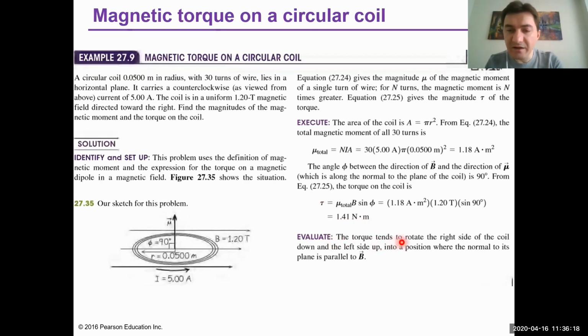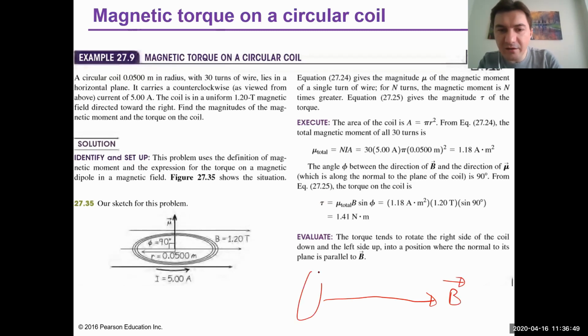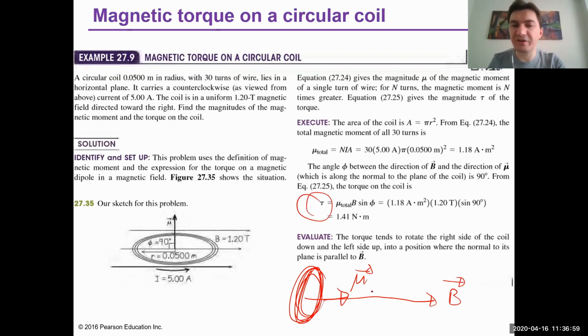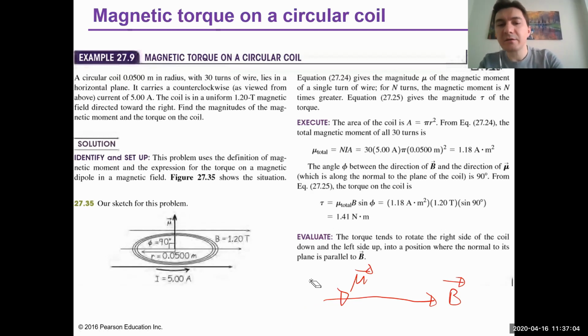The torque tends to rotate the right side of the coil down and left side up, like this. So this side will go up, this side will go down, and finally it will be like this. This is the direction of the B. And finally, the direction of the coil will be like this. This is the direction of the mu, okay? Due to that torque, they will be parallel to each other. Do you have any question here?